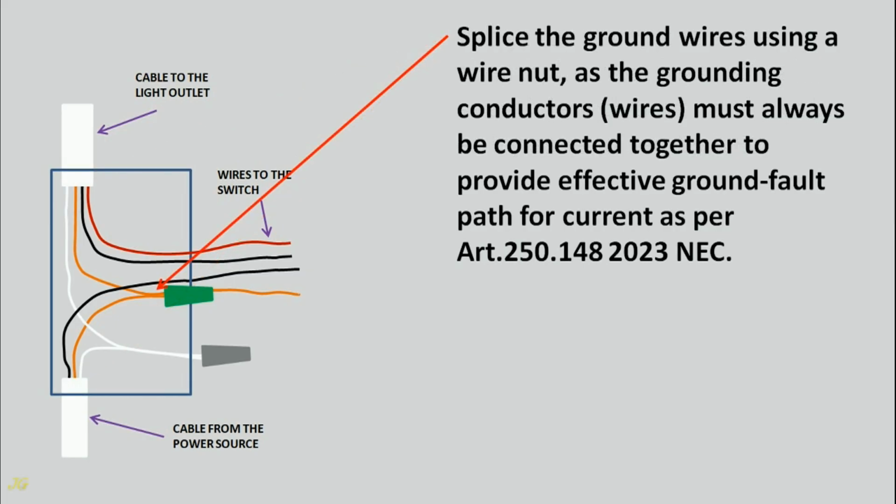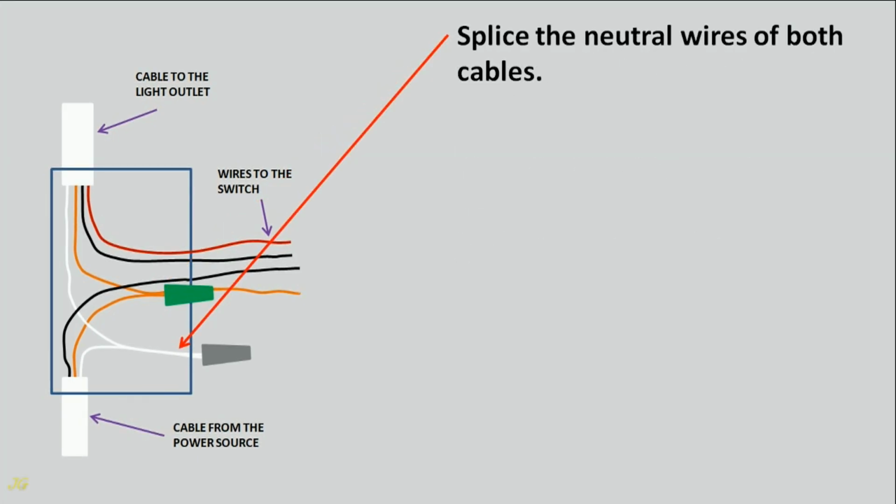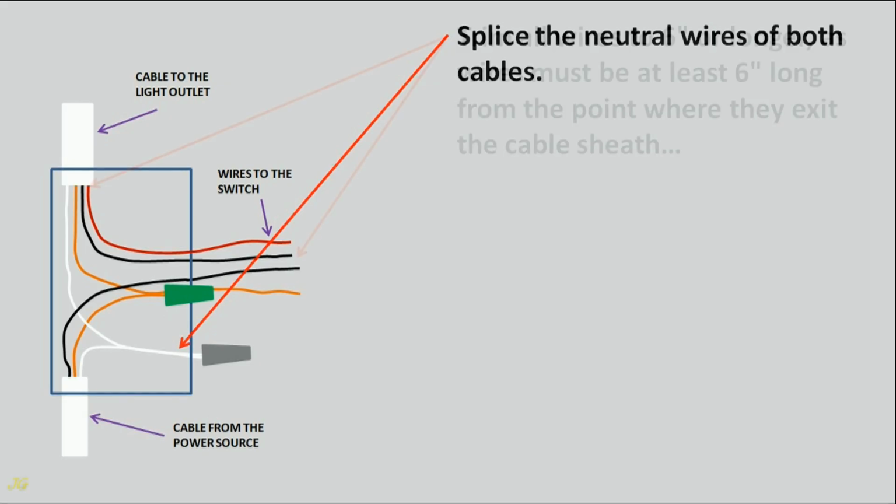Splice the ground wires using a wire nut, as the grounding conductors, wires, must always be connected together to provide an effective ground fault path for current as per Article 250.148 2023 NEC. Splice the neutral wires of both cables.